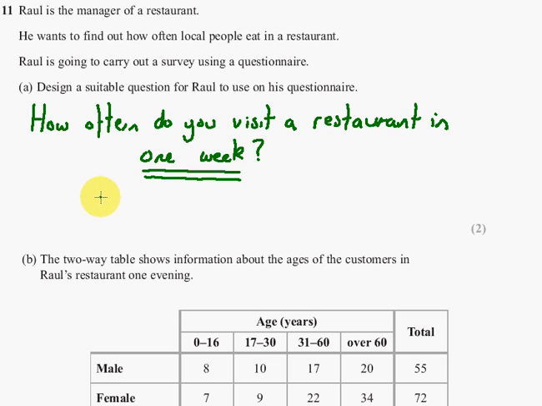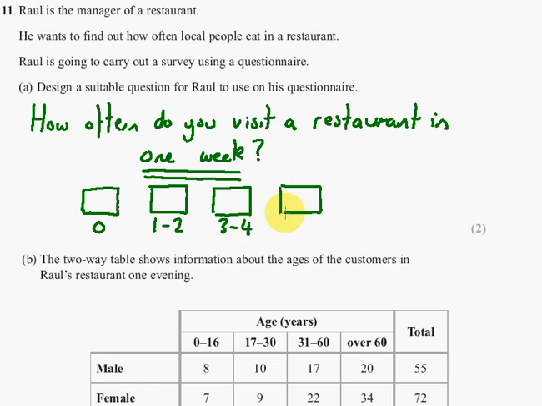Now it's going to have a minimum of 3 response boxes, and they shouldn't overlap. So 0, 1 to 2, 3 to 4, and also I'm going to have one more box saying 4 plus. Now that's not overlapping, because this is 3 to 4 and this means more than 4. So it doesn't overlap.